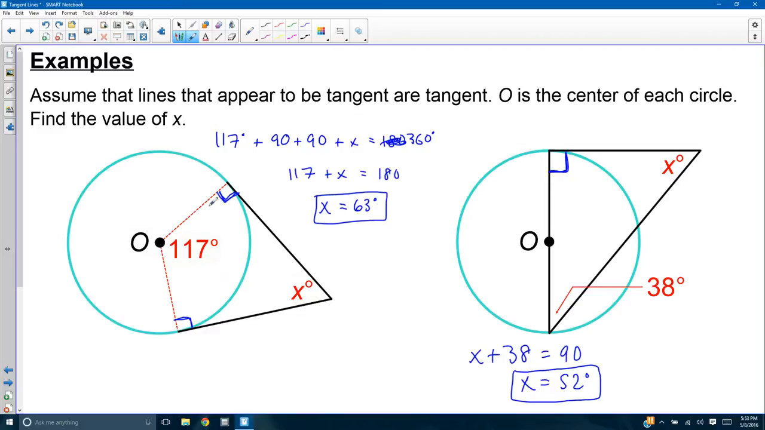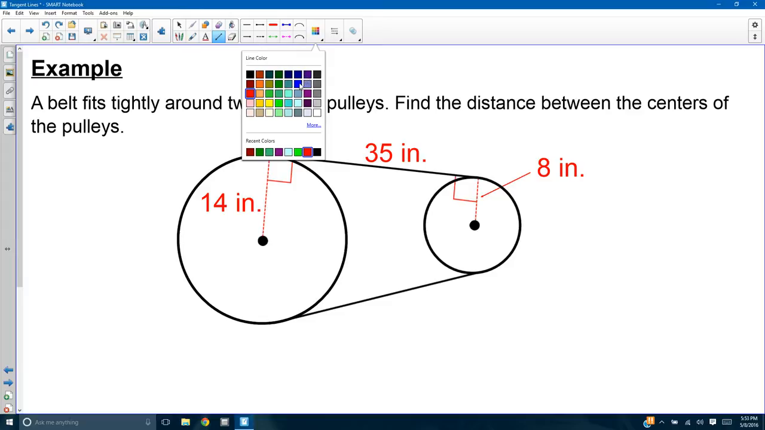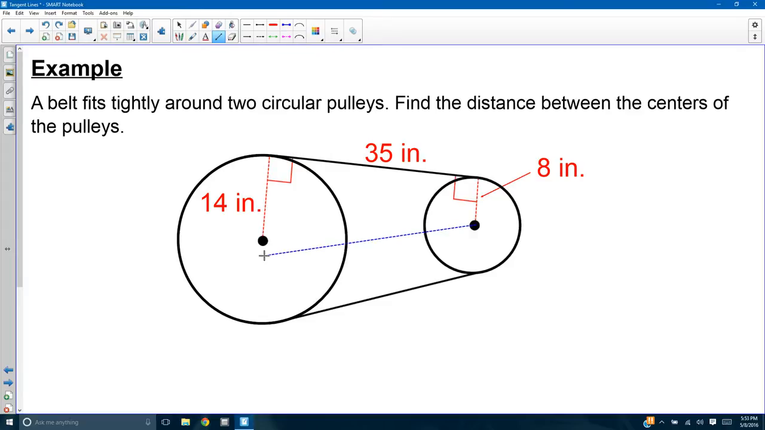Now, sometimes problems look a little more complicated. I understand that. We'll dive into one right now. This time, they give you the right angle symbol, apparently. A belt fits tightly around two circular pulleys. Find the distance between the centers of the pulleys. Okay, this one requires a little more than just the radius idea. Now it's all about understanding everything else you've learned up to that point. So what we need to find is this distance right here. Okay, I'll call that x.